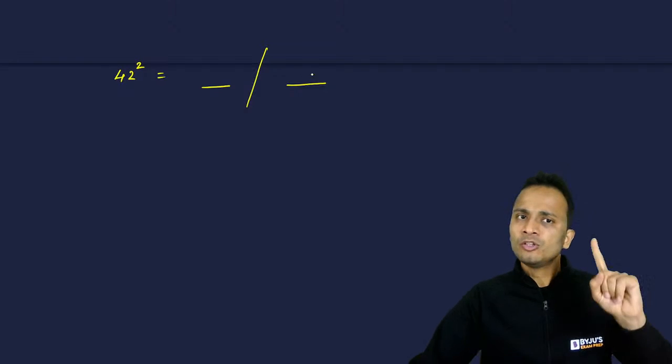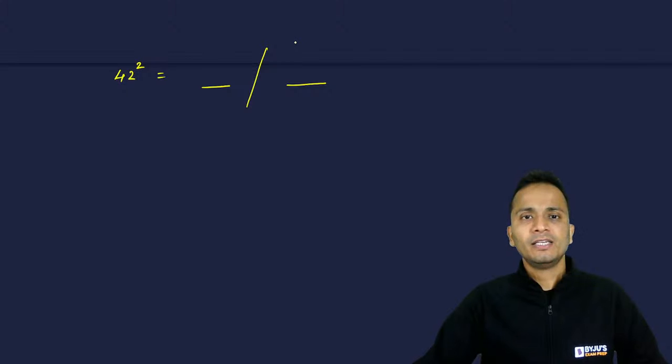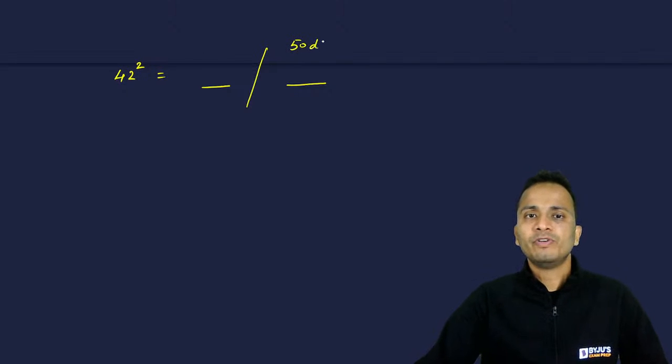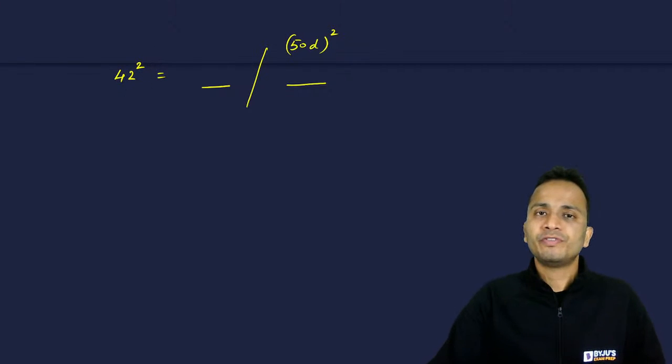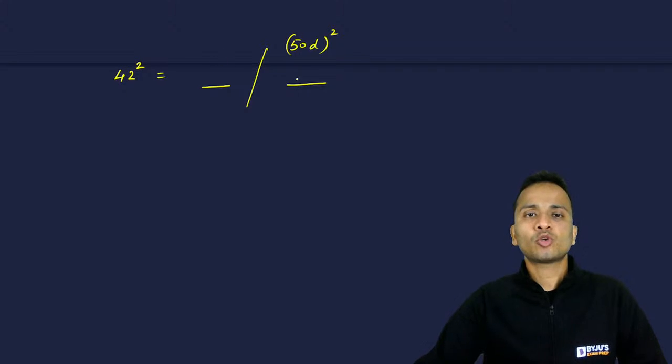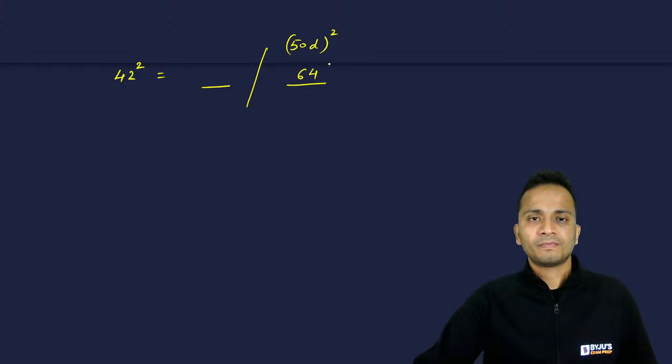So first step, on the right hand side, calculate the difference of the given number from 50 and square it. The difference of 42 from 50 is 8. What is the square of 8? 64. Write this number here. Whatever you are writing, this should be a 2-digit number.